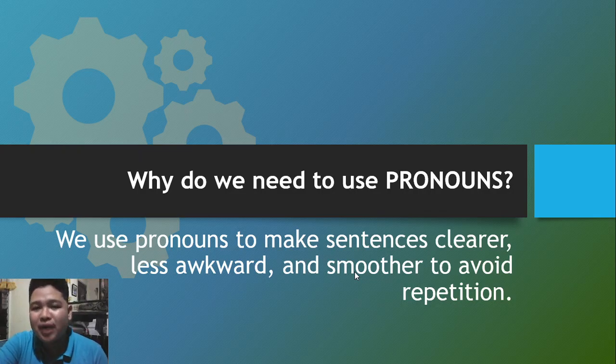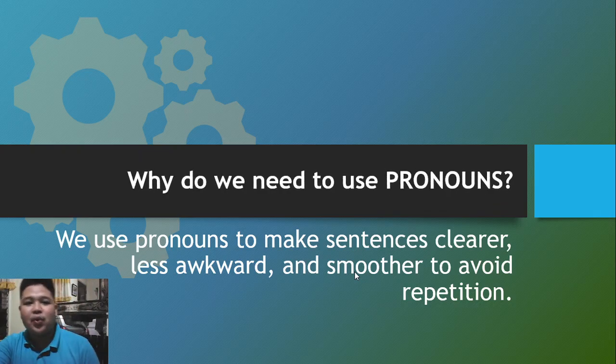Okay, next. Why do we need to use pronouns? Again, we use pronouns to make sentences clearer, less awkward, and smoother, to avoid repetition so that we will not keep on repeating the certain name of a person or place or thing, animal. We can use pronouns so that it will not sound awkward and it will make sentences clearer as well.